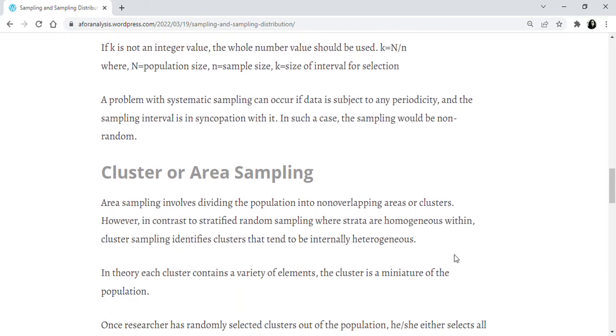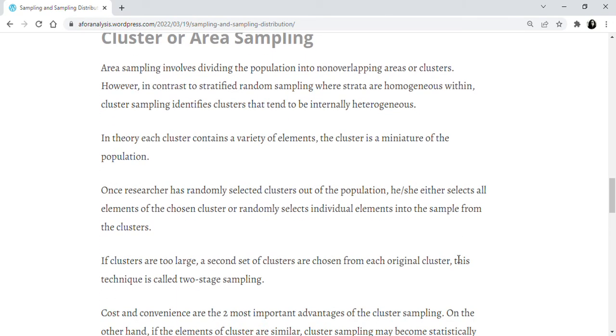Cluster or area sampling. Area sampling involves dividing the population into non-overlapping areas or clusters. However, in contrast to stratified random sampling, which we talked about just a minute ago, where strata are homogeneous within, cluster sampling identifies clusters that tend to be internally heterogeneous. In theory, each cluster contains a variety of elements. The cluster is actually a miniature of the population.